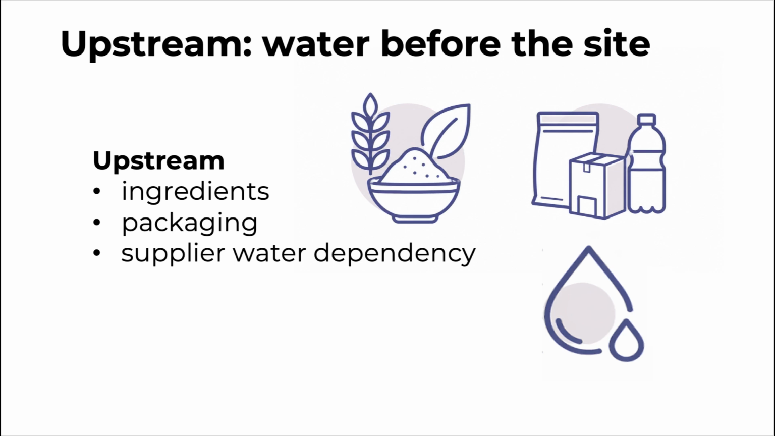So, we start upstream. Even before water enters the site, it's already part of the system. Ingredients depend on water. Packaging, whether plastic, glass, or paper, also involves water use. And suppliers themselves may operate under different water conditions. So, water is already embedded in what the organization buys.